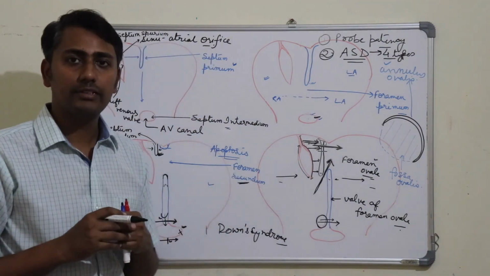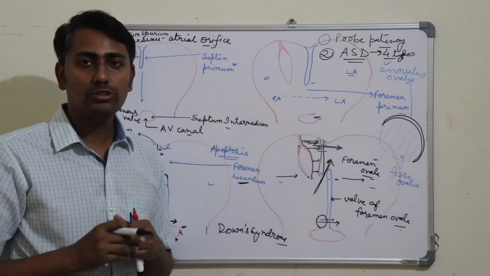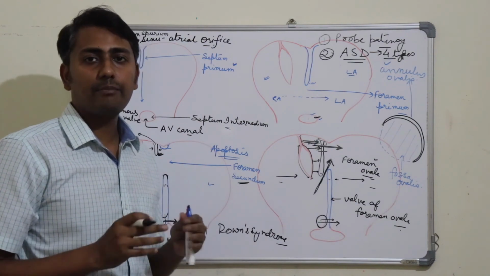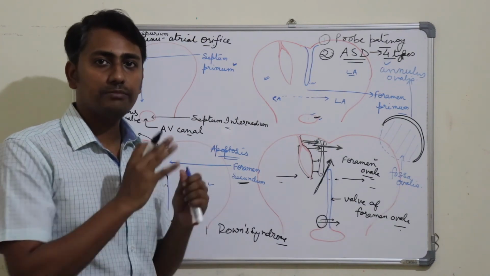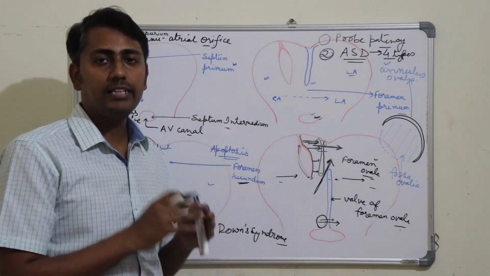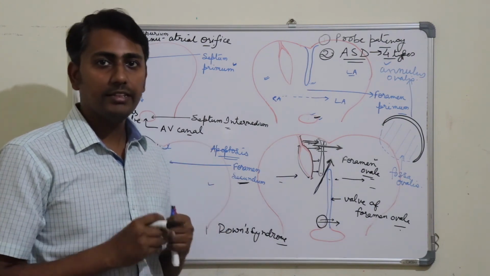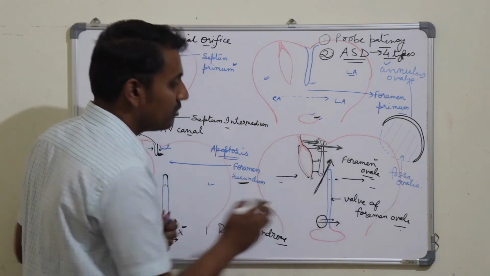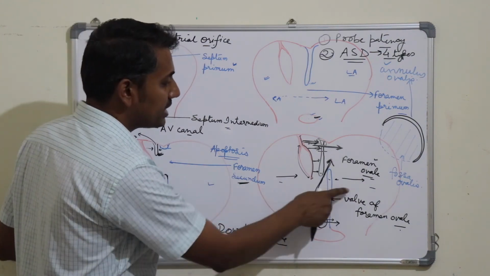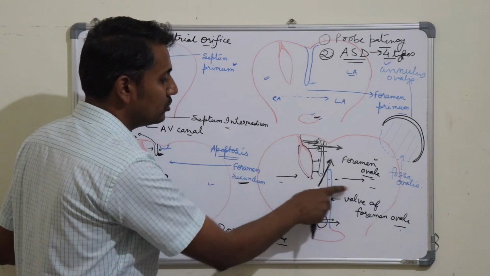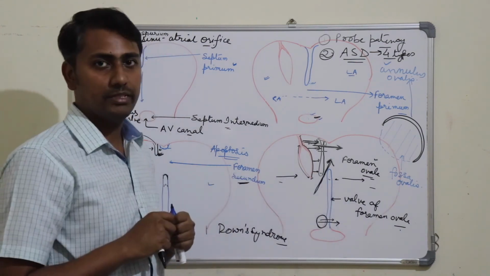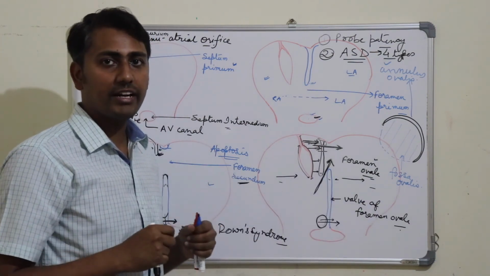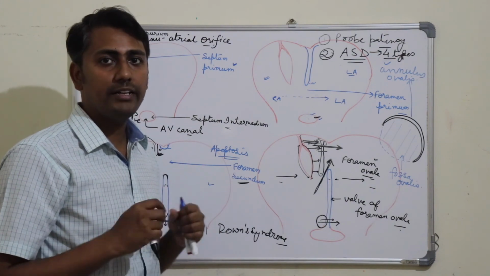Now the fourth type, that is the common atrium type, also known as cor triloculare biventriculare. Basically, this type of defect is a combination of ostium secundum, ostium primum, and sinus venosus types of defect. In this, the septum secundum as well as the septum primum do not form. Therefore, the atrial chambers are not divided into two, right and left atrium. There is a common atrium. Therefore, this type of defect, which is a very rare and serious type of defect, is known as common atrium type of defect.